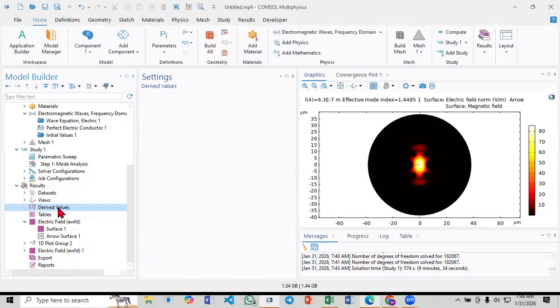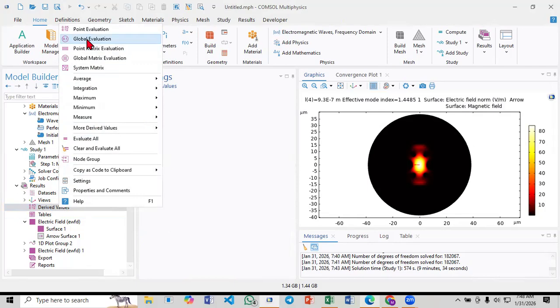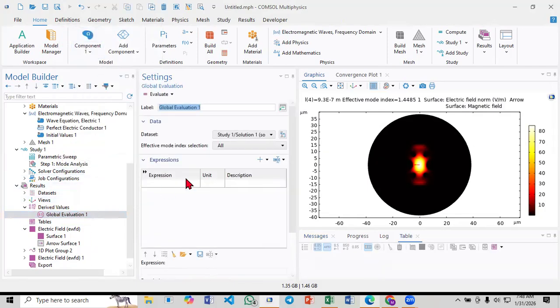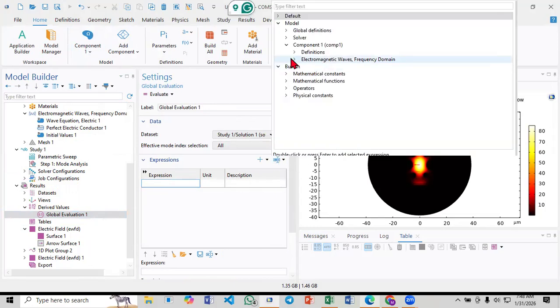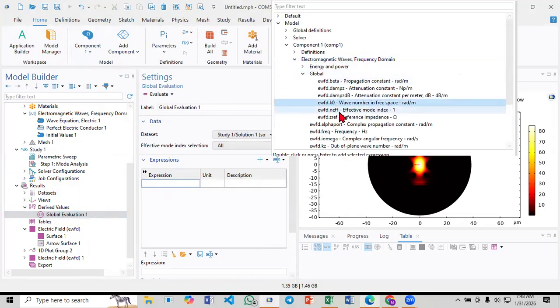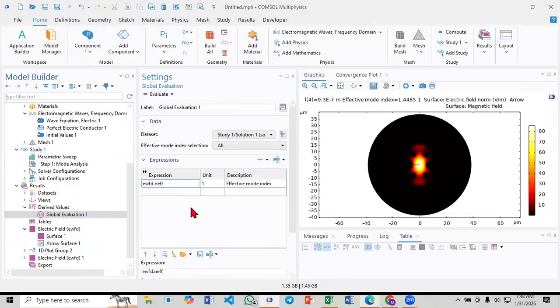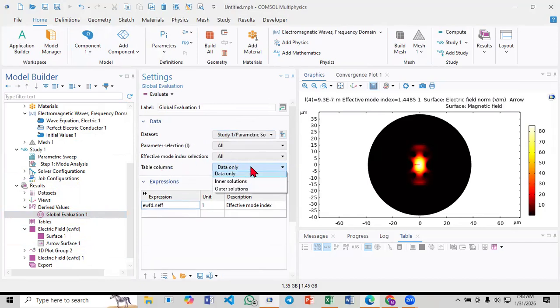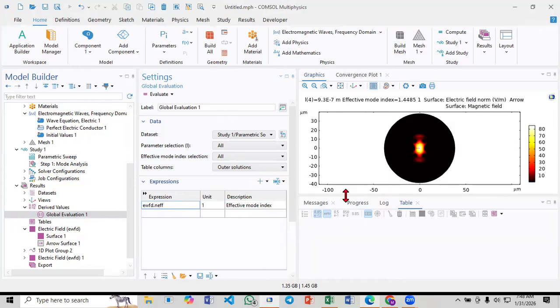From derived values, you have to right click and choose global evaluation. In global evaluation, you have to choose equation, and from equation, choose electromagnetic wave, and then from global, take the effective mode index. Okay, so you choose the effective mode index, and we are not calculating from study one. We want to calculate from study one parametric solution, and from there you have to choose outer solution, obviously, make it up, and then evaluate.